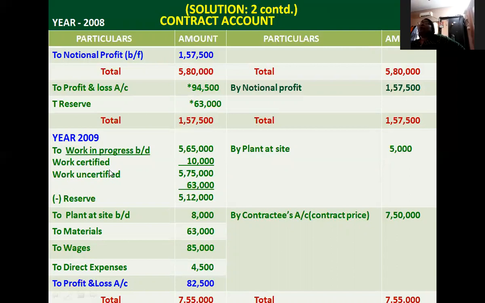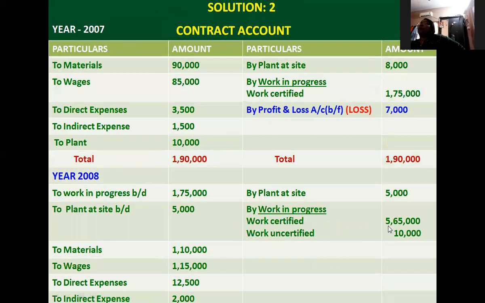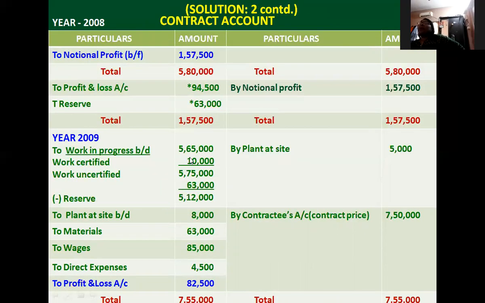So as usual, we need to bring the last year work certified and work uncertified under the heading work in progress. And what is the plant side? The closing stock for the previous year will become an opening stock for the next year. The same concept I brought over here. So what is a work in progress? Work in progress, work certified plus work uncertified, 5,75,000. In case any reserve you created last year means, bring the reserve over here, deduct the reserve. So 5,75,000 minus the reserve of the last year. So what is the balance?